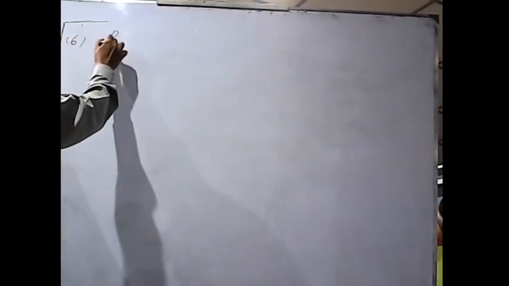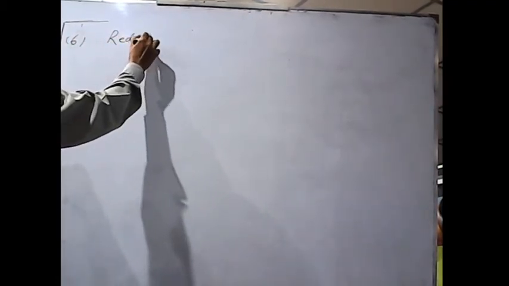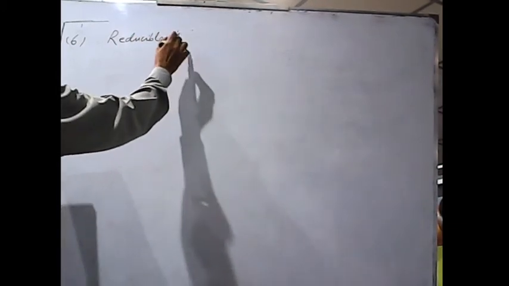Now our last form, number 6. The topic is the same, first order linear differential equation. In the last lecture we discussed the linear form, or linear differential equation, or non-exact form. Form number 6 is considered as non-linear, or reducible to linear, or Bernoulli's differential equation. Form number 6, generally considered as reducible to linear.